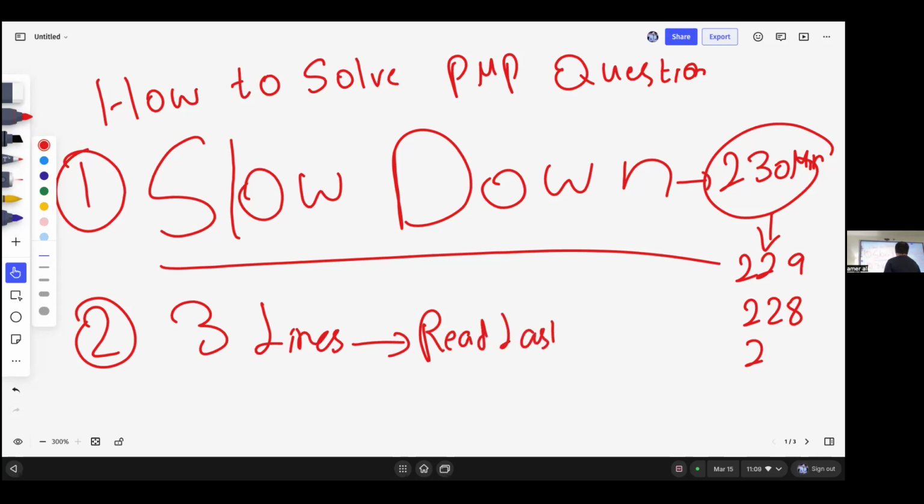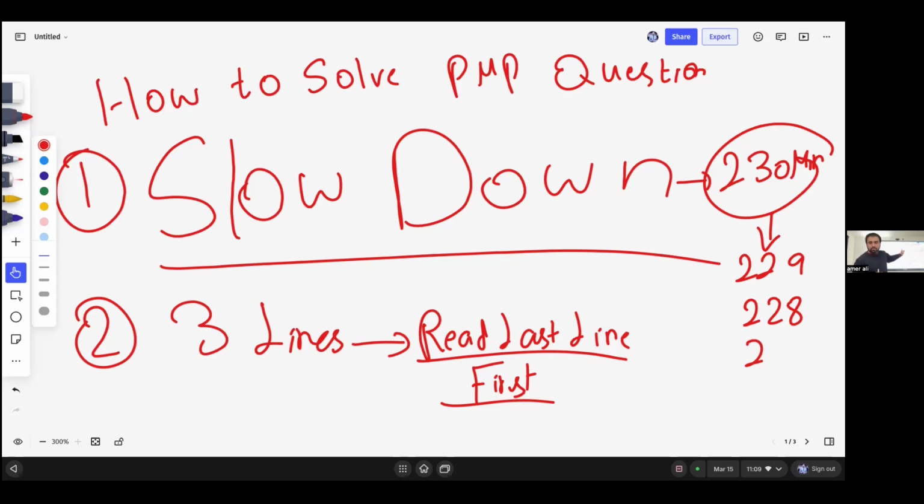Read the last line first. If the question is more than three lines, read the last line first. Most of the time, the last line will give you the context, like what the question is asking. Everything else in the question is kind of useless. The last thing is the real question. Read the last line, what the question is really asking.